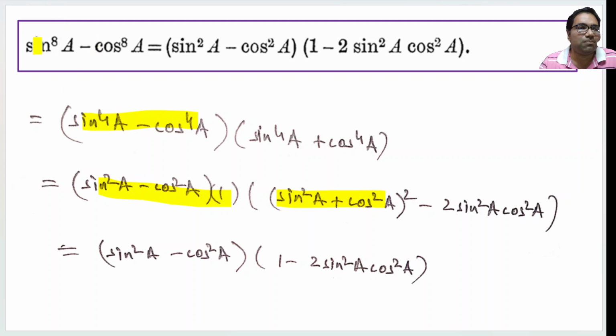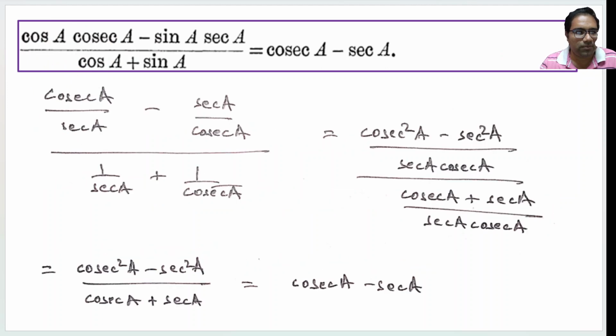We just need to identify that this is in the form of a square minus b square. Right, guys? Let us look at one more.